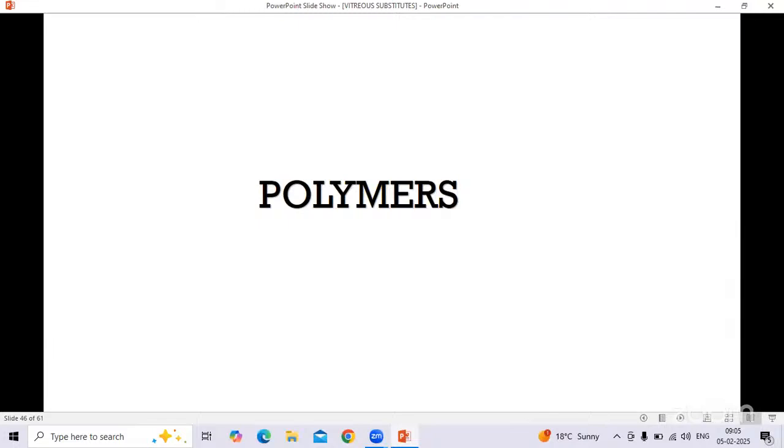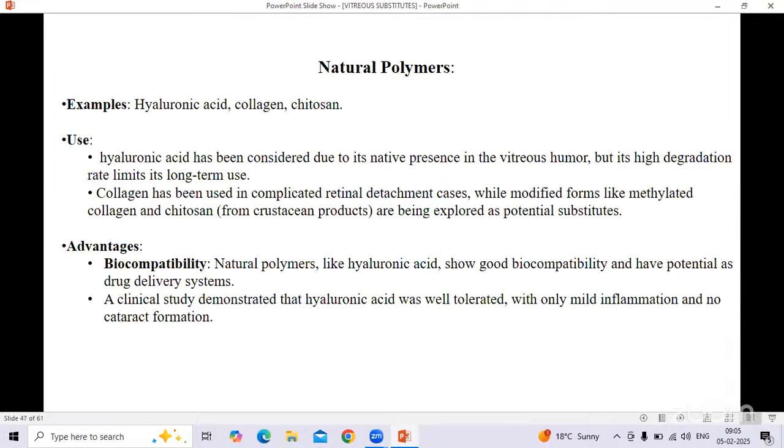Now coming to polymers, we have natural polymers, semi-synthetic polymers, and synthetic polymers. In natural polymers, we have hyaluronic acid, collagen, and chitosan. Hyaluronic acid has been considered due to its native presence in the vitreous humor, but its high degradation rate limits its long-term use. Collagens have been used in complicated retinal detachment cases, while modified forms like methylated collagen and chitosans are being explored as potential substitutes.